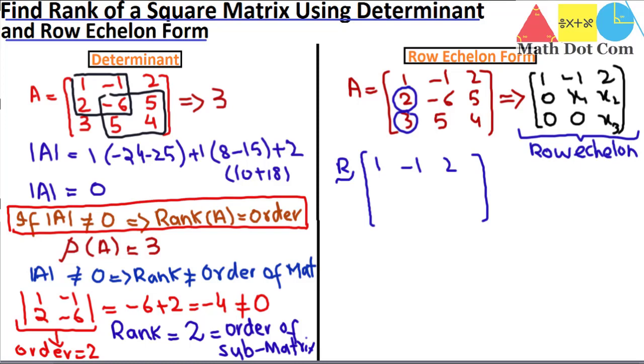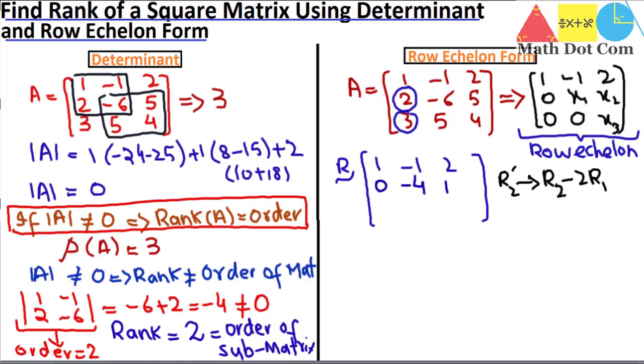It means R2 dash will be the new row, and we can make R2 0 by subtracting it from 2 times R1. So we will write it here as 0, like 2 minus 2 into 1, then minus 6 plus 2, it will be minus 4, and 5 minus 4, it will be 1.